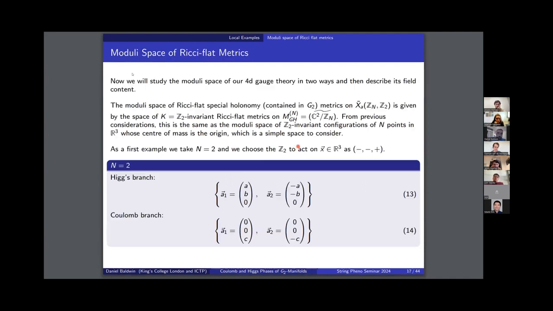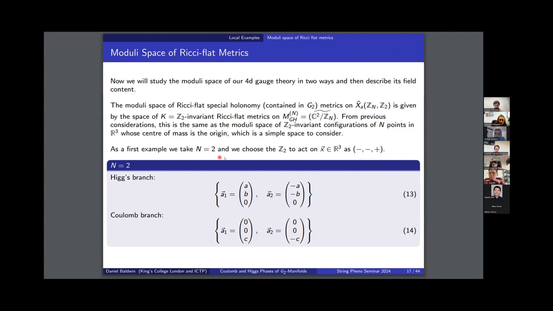Okay, so now we're going to study the moduli space of our 4D gauge theory that we get from the M-theory compactification, and then we'll describe its field content afterwards by doing Kaluza-Klein analysis. So one way we can study the moduli space is by studying the moduli space of G2 holonomy metrics on our G2 manifold. And because we're just taking the flat metric on the 3-torus, this moduli space is the same space as the Z2 invariant Ricci flat metrics on the n-centered Gibbons-Hawking space. And from the previous slide, this space is exactly the same as the space of Z2 invariant configurations of n points in R3.